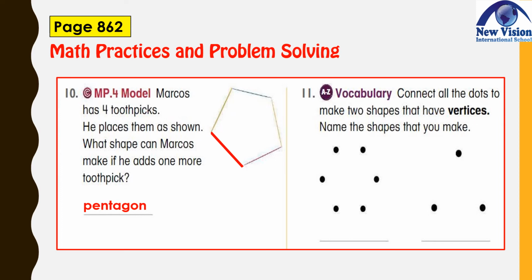Number 11. Connect all the dots to make 2 shapes that have vertices. Name the shapes that you made. 6 sides and 6 vertices, so this is a hexagon. Three sides, 3 vertices, so this is a triangle. Are your answers correct? Excellent.